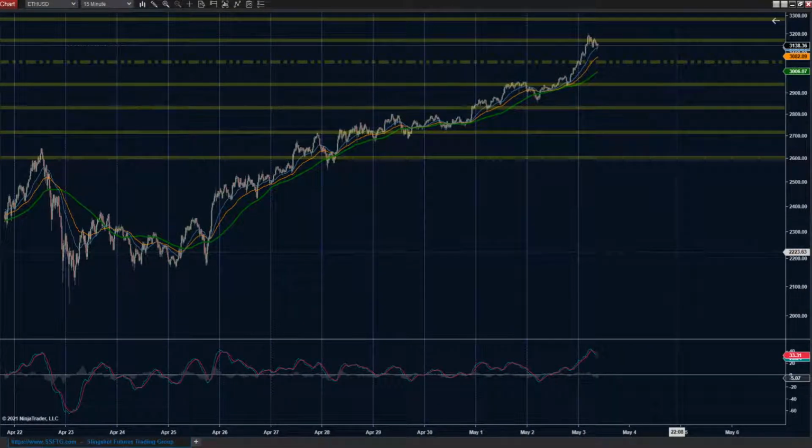Speaking of upside momentum, Ethereum. Jeez, oh Pete. Ethereum's over 3,000 now. It's just a matter of time. Like I've been saying for the last 3 years. It's just a matter of time. Ethereum will be bigger than Bitcoin.